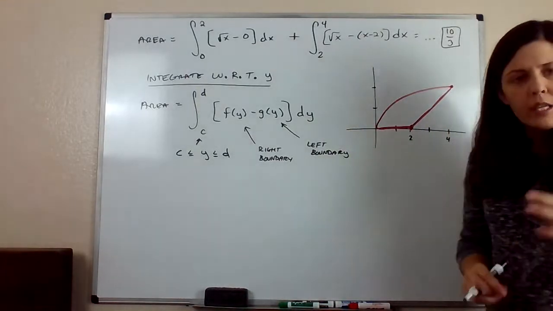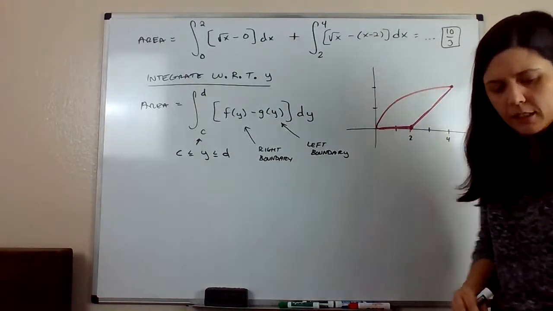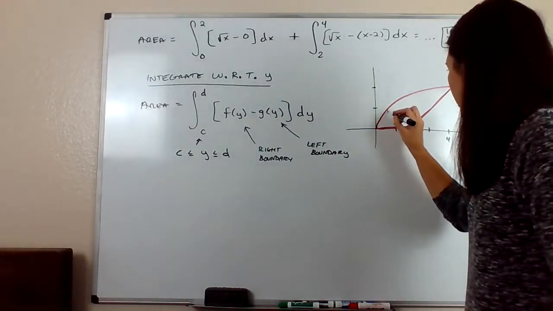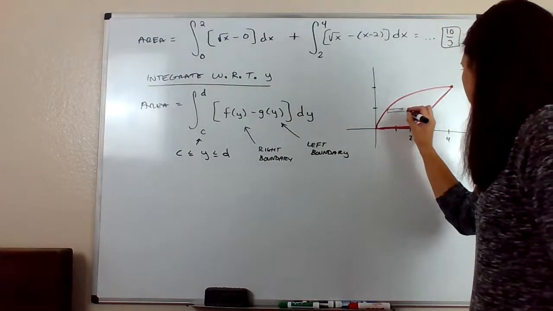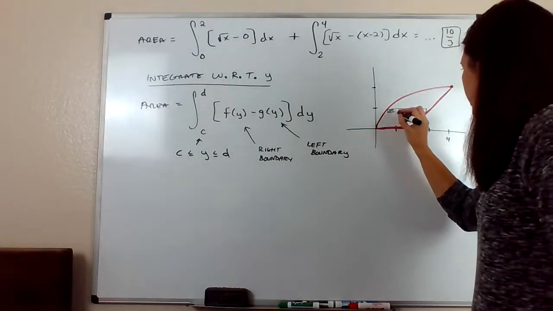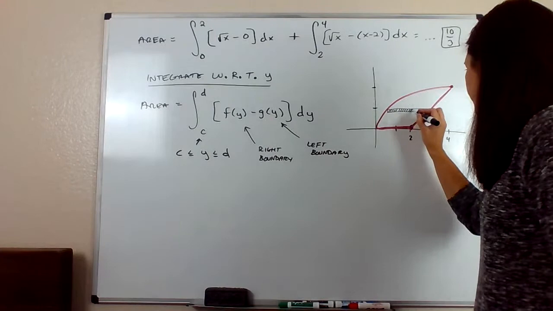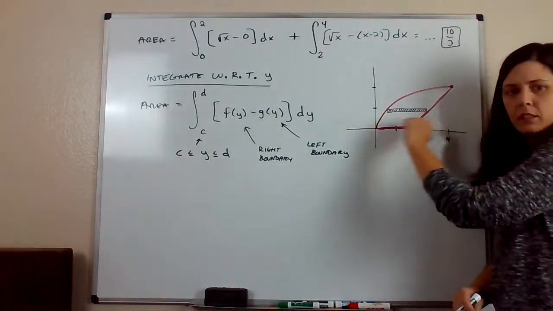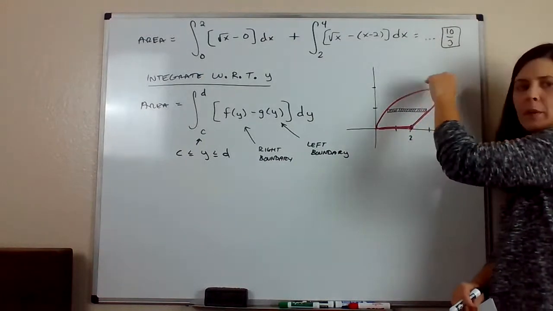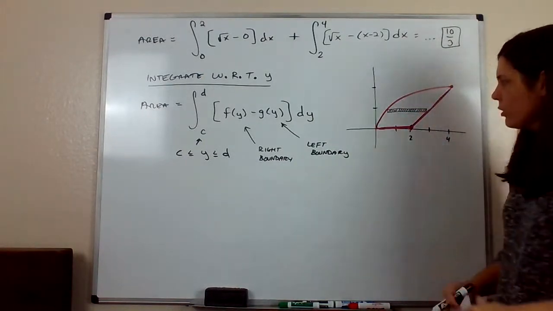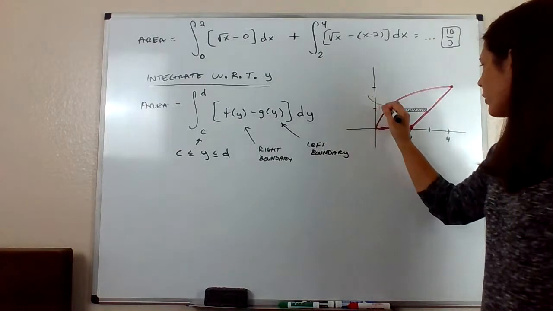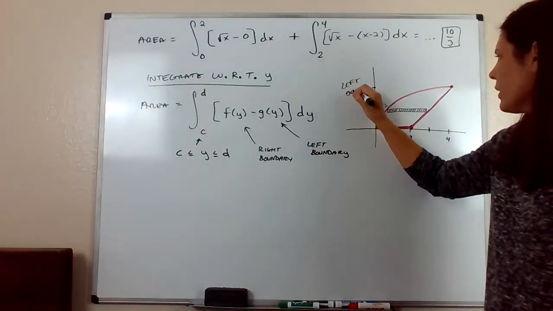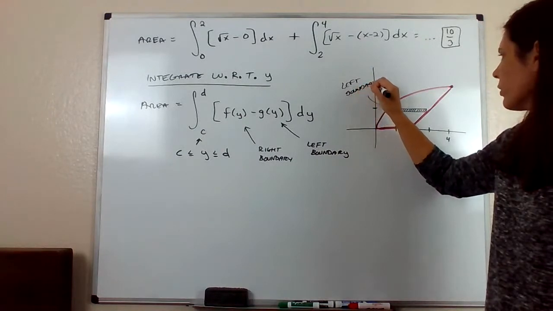But now, if we take a slice, we're going to take a slice horizontally, and you can see that there's only one right boundary and one left boundary if we do it this way, instead of upper and lower. So if I take a slice out of my region, no matter where I decide to take that slice, down here, all the way up here, no matter where I slice horizontally, the left boundary is always going to be that square root curve.